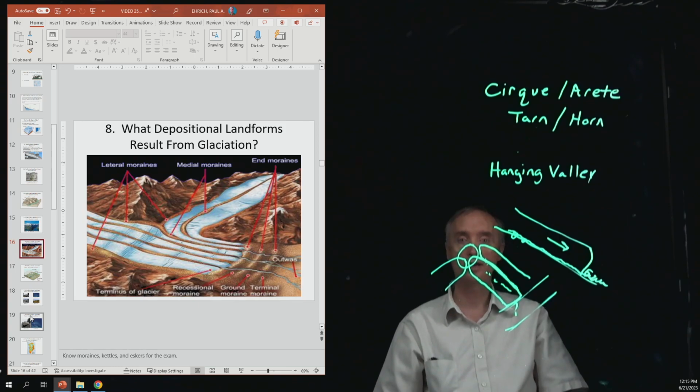Okay, let's take a break, and when we come back, we're going to talk about depositional landforms that result from glaciation.